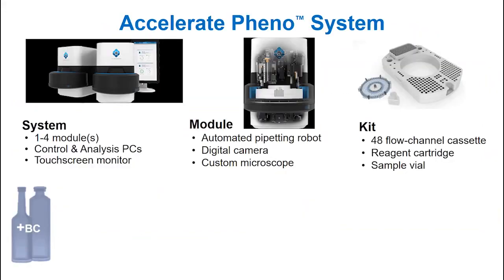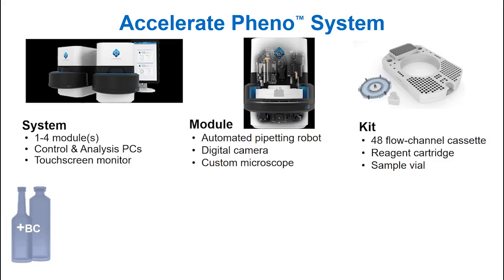So this is the Accelerate Pheno system. Some of you may be quite familiar with it, perhaps some of you not. Over on the left-hand side, on the top, is the system. It can go 1 to 4 modules. I believe it can even go up to 8 modules per PC. And you can see the testing modules, and there's also a touchscreen monitor that comes with the system.